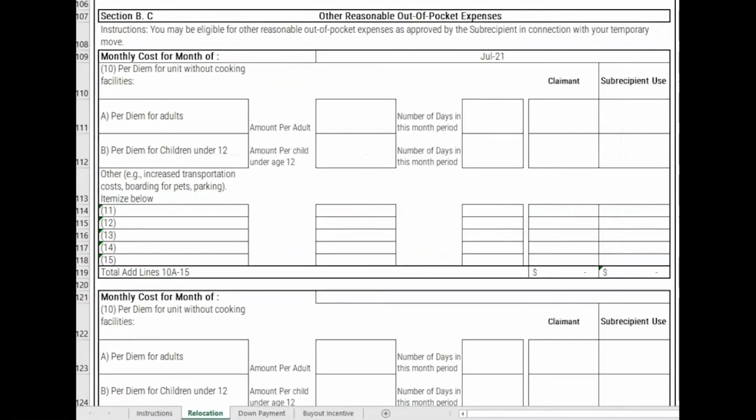Lines 11 through 15 are for other costs such as increased transportation costs, boarding for pets, parking, etc. These items should be listed individually. Requests should have justification and backup documentation attached, such as quotes, invoices, or receipts.